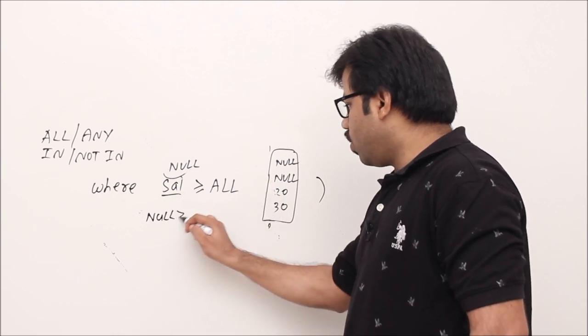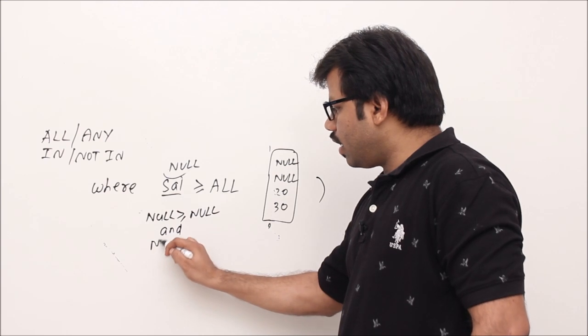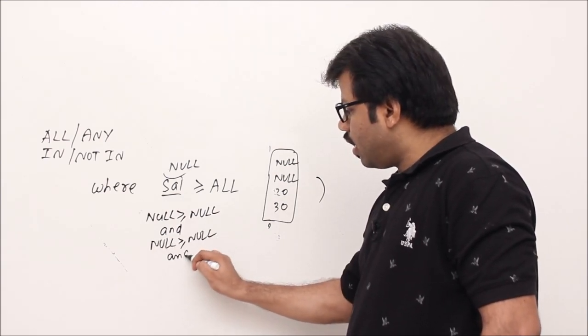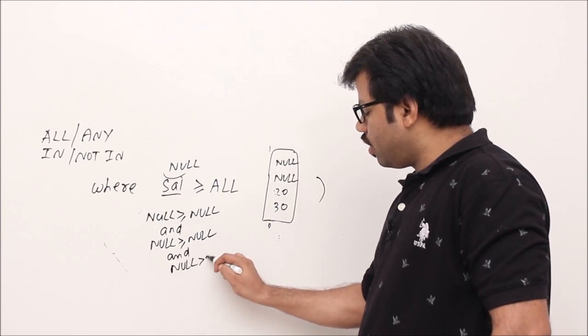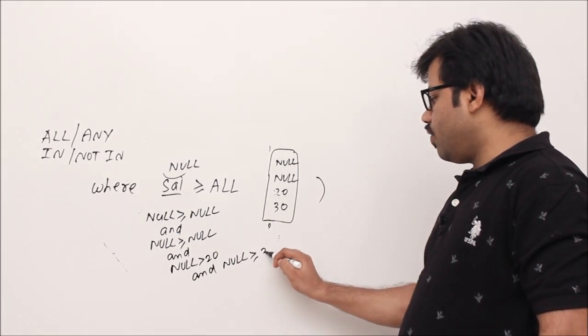Null greater than or equal to null. It is like asking null greater than or equal to null, and null greater than or equal to null, and null greater than or equal to 20, and null greater than or equal to 30. Correct? We'll see one by one.